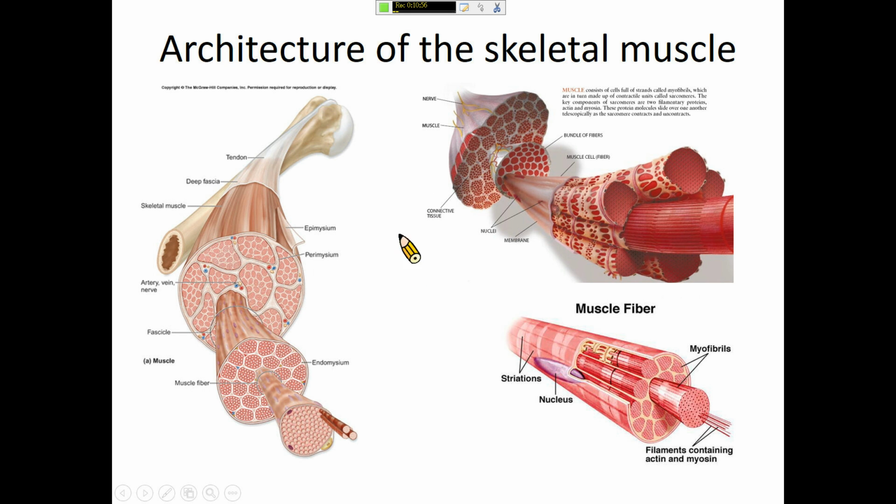And how does the muscle work? Okay. Something happens here. And when that something happens, the whole muscle fiber will work. And we call that contraction.